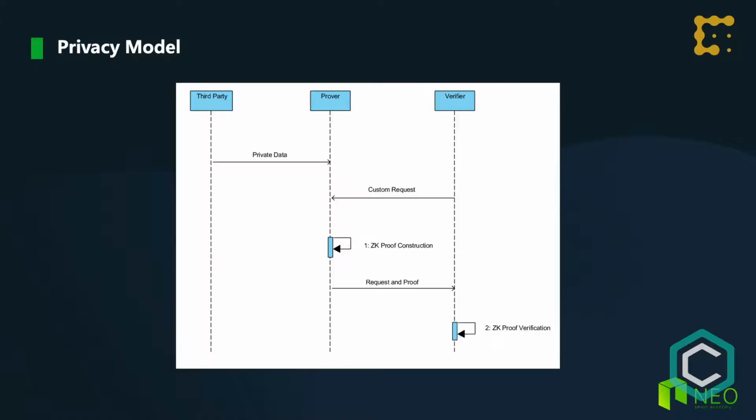Okay, the third model is the privacy model. I will not explain a lot about this model because mainly we use zero knowledge proof technology to solve this privacy model. It's still developing, but how it works is very easy. It's described in this graph.